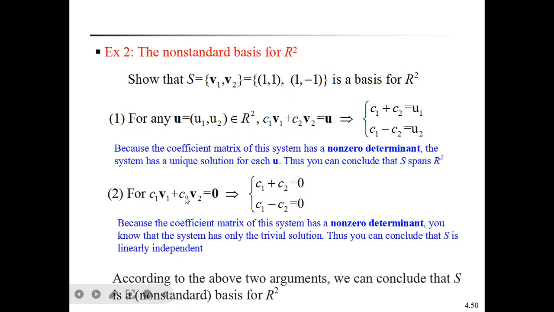Again, set the linear combination equal to 0. Then we get C1 plus C2 equals 0 and C1 minus C2 equals 0. Now solving, we get a non-zero determinant, so you know that the system has only the trivial solution. Thus, we can conclude that S is linearly independent. So according to the above two arguments, we can conclude that S is a basis of R2, and it is non-standard, of course.